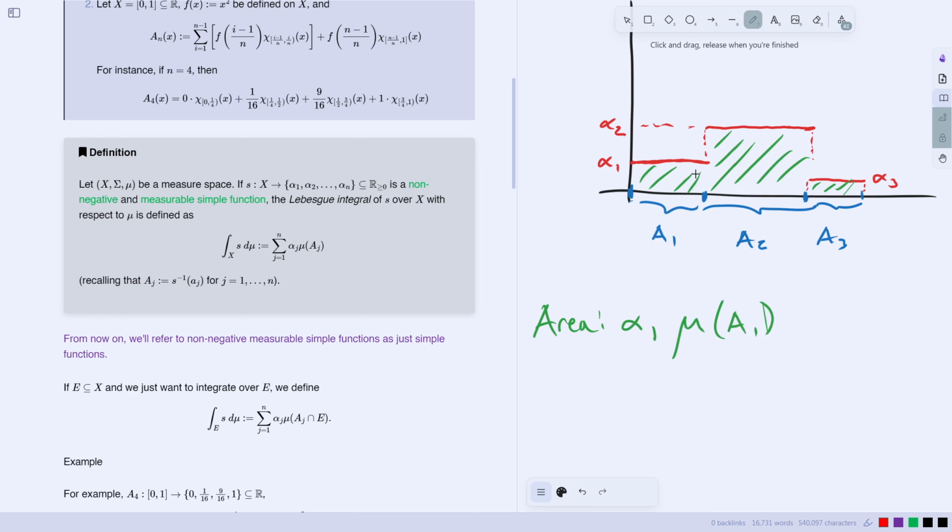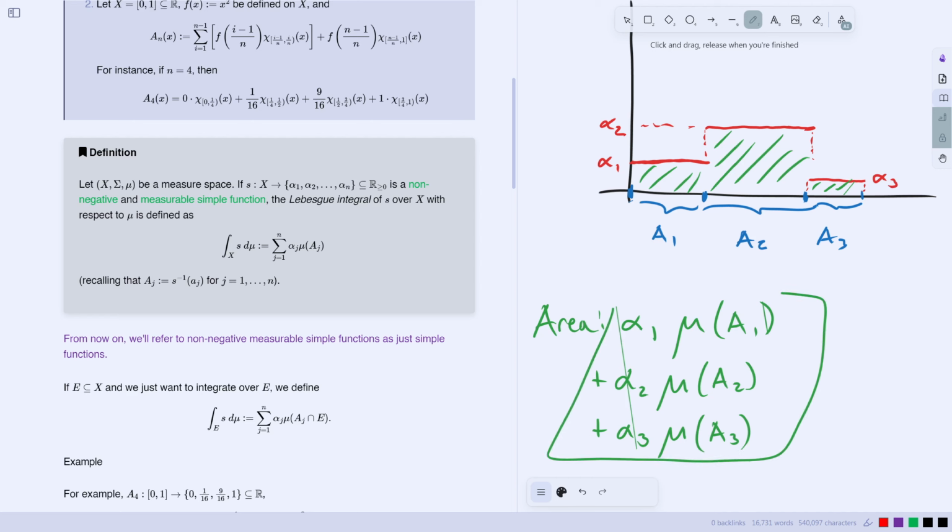Okay. Let's go to the second one. Well, what do we have? We have a height of alpha 2, and the base set is A2, and the length of A2 is going to be defined by our measure. So we'll have alpha 2 times the measure with respect to mu, mu is any measure, of A2, excuse me. And as you can see quite clearly what we're doing, the last term will be alpha 3 times the measure of A3. Okay? And we define this right here to be what we mean by the integral of the simple function. So you can see where this definition comes from.